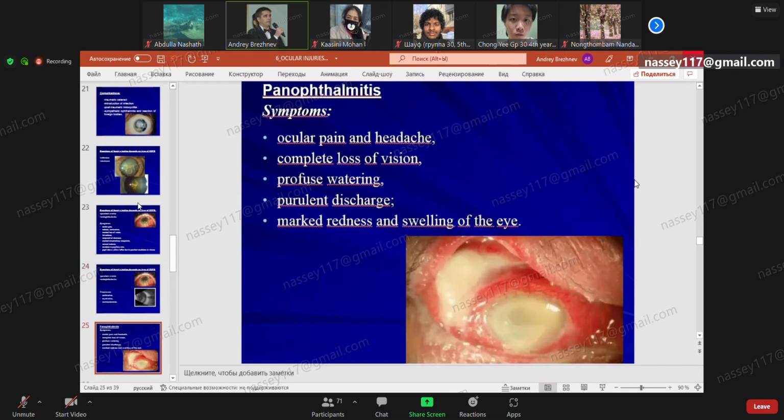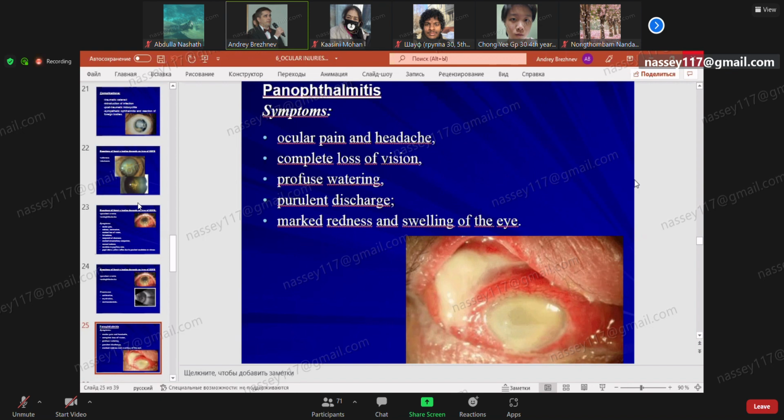Panophthalmitis. It is an intense purulent inflammation of the whole eyeball, including the Tenon's capsule. Etiology is the same as described for endophthalmitis. Symptoms are also the same. Most of them are the same as in the case of endophthalmitis, but they're more severe: severe ocular pain and headache, complete loss of vision, profuse watering, purulent discharge, marked redness and swelling of the eye, and associated constitutional symptoms like fever may be present.